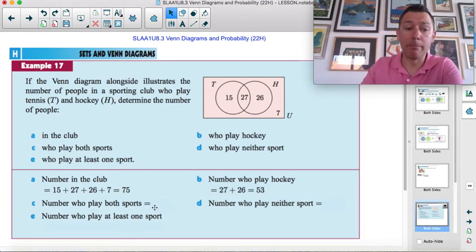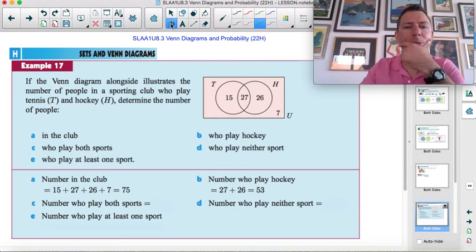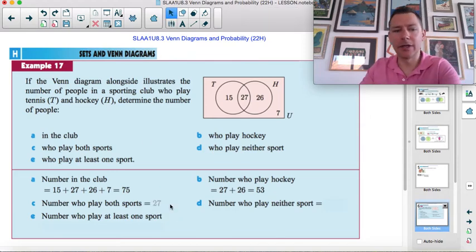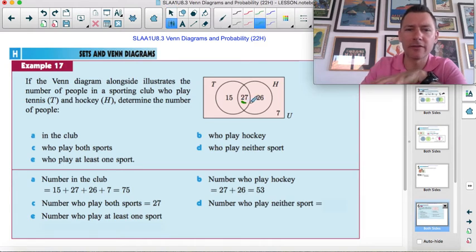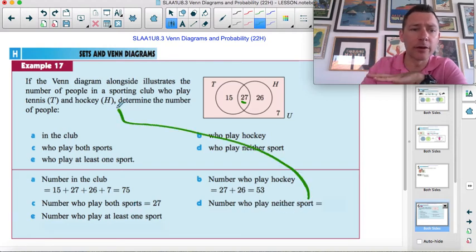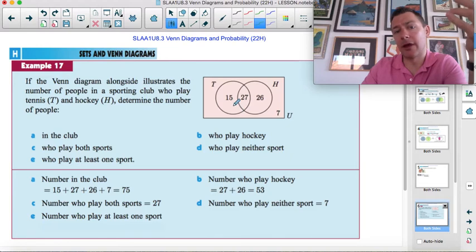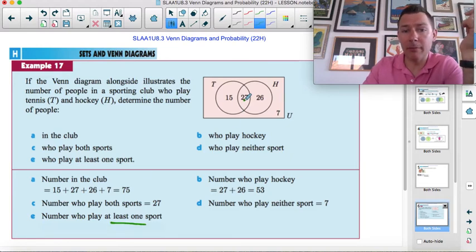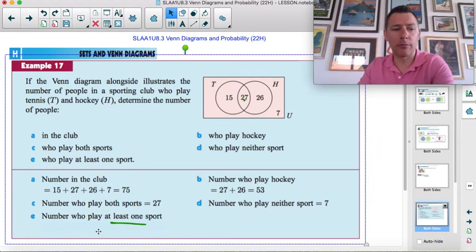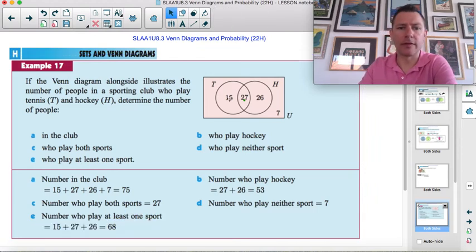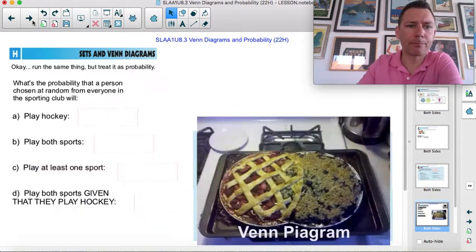Same thing. Play both sports. The number of people who play both sports is going to be just this, because these people don't play both, these people don't play both. So this is a way to say and. The people who play neither of these two sports that we're talking about, hockey or tennis, is going to be the 7 at the end. And at least one sport, so I want somebody who plays either hockey or tennis. At least means they can play double. So count them all up, right? Add them all up. Right, it's this and this and this. These people don't count. Neat, okay.